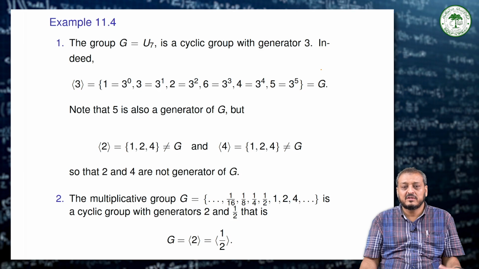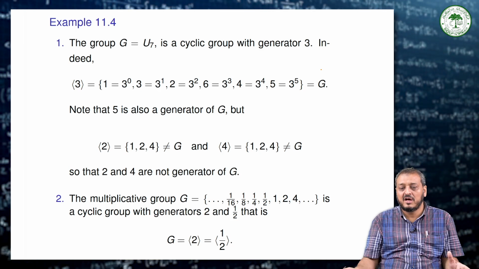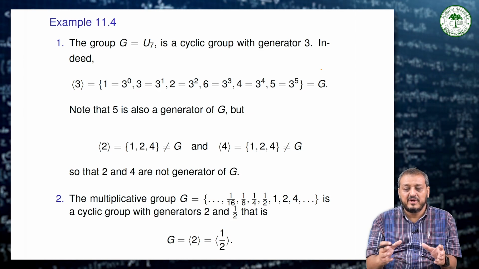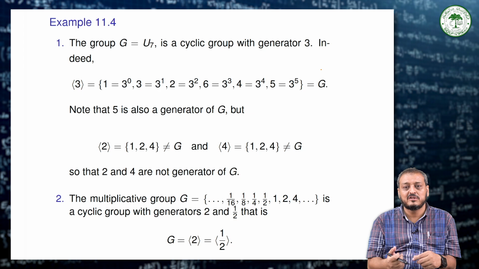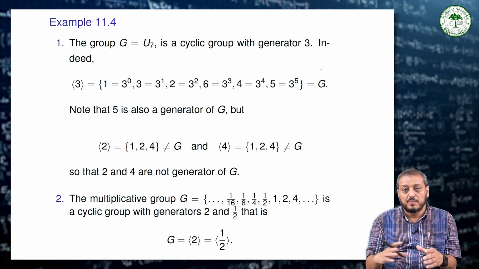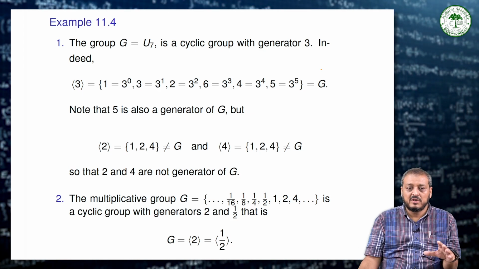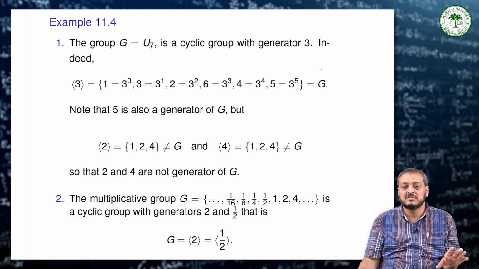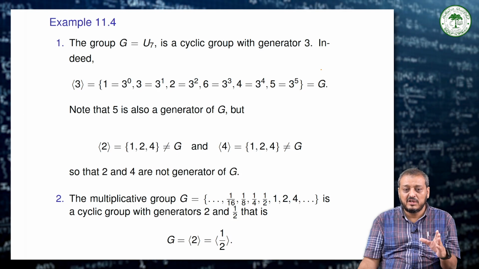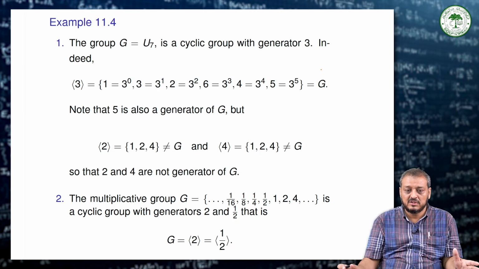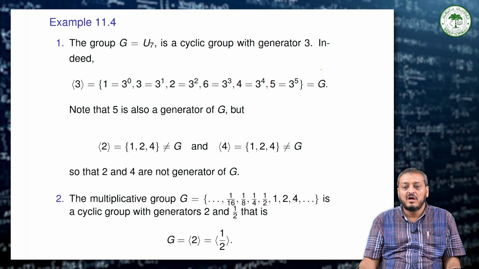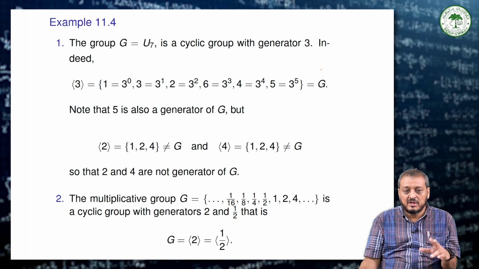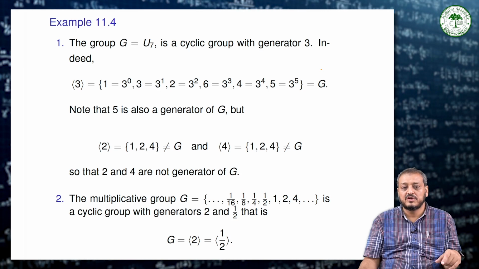Then we showed that 3 and 5 are the generators, because you know that if a group element g is a generator, then its inverse is also a generator of this cyclic group. In this group, 3 and 5 are the inverses of each other. So 3 is a generator and 5 is also a generator. But we showed that 2 and 4 are not generators of the group, they cannot generate the whole group. So that means only 3 and 5 are the generators of U7.